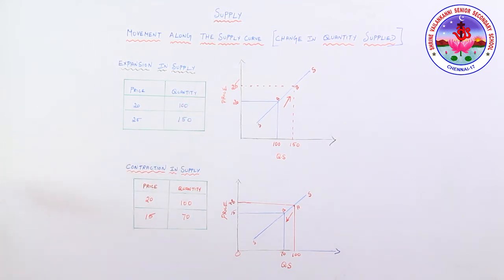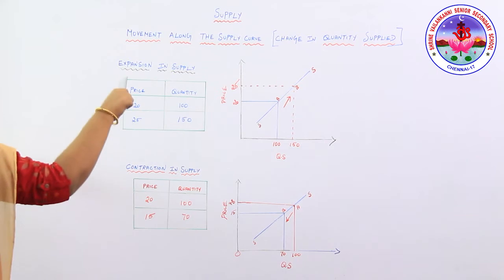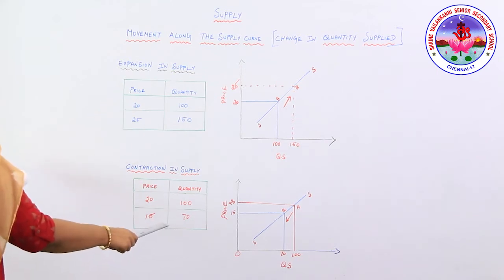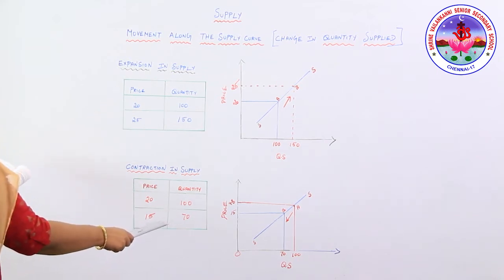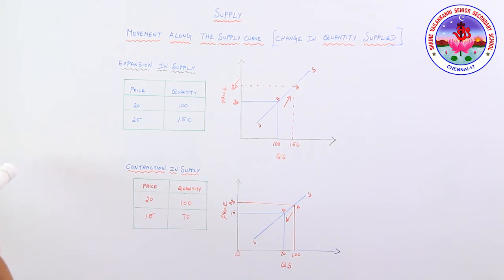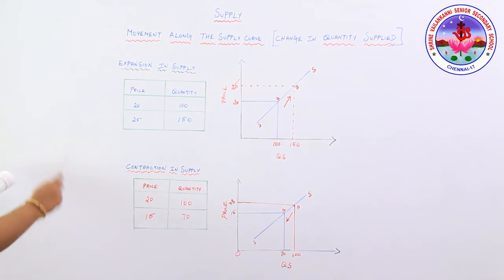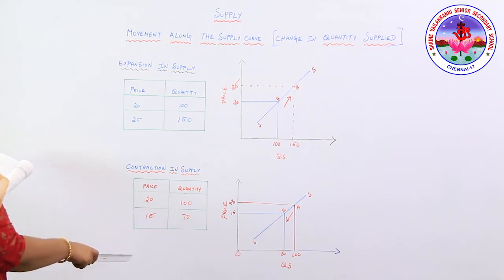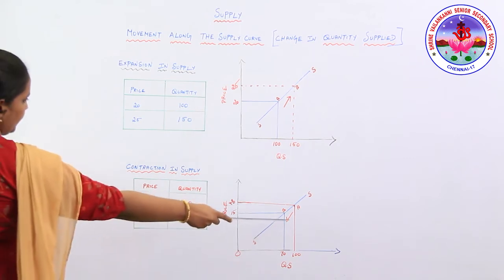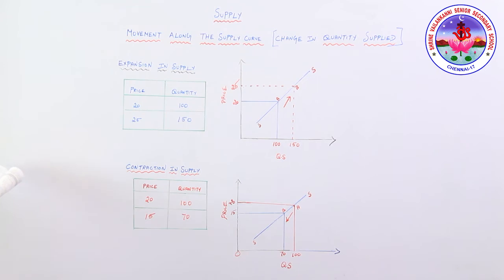Now, coming to contraction in supply. Contraction in supply refers to a fall in the quantity supplied due to a decrease in the price of a commodity, other factors remaining constant. It leads to a downward movement along the supply curve. It is also known as decrease in the quantity supply.